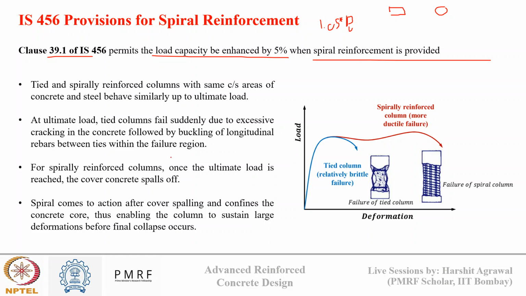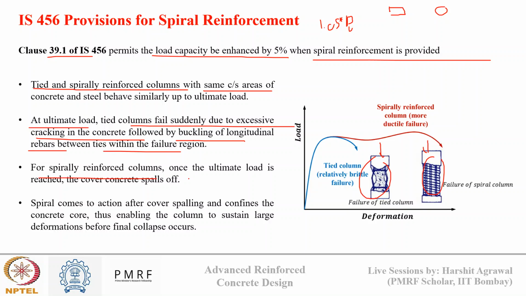Why is that so? Because if you see a rectangular column and a circular column, a tied and a spiral reinforced column of the same cross section, the cross sectional area of the concrete is the same, and in both cases it is axially loaded. Steel is behaving similarly till the ultimate load. At ultimate load, the tied column will suddenly fail due to excessive cracking in concrete and buckling of longitudinal rebars.